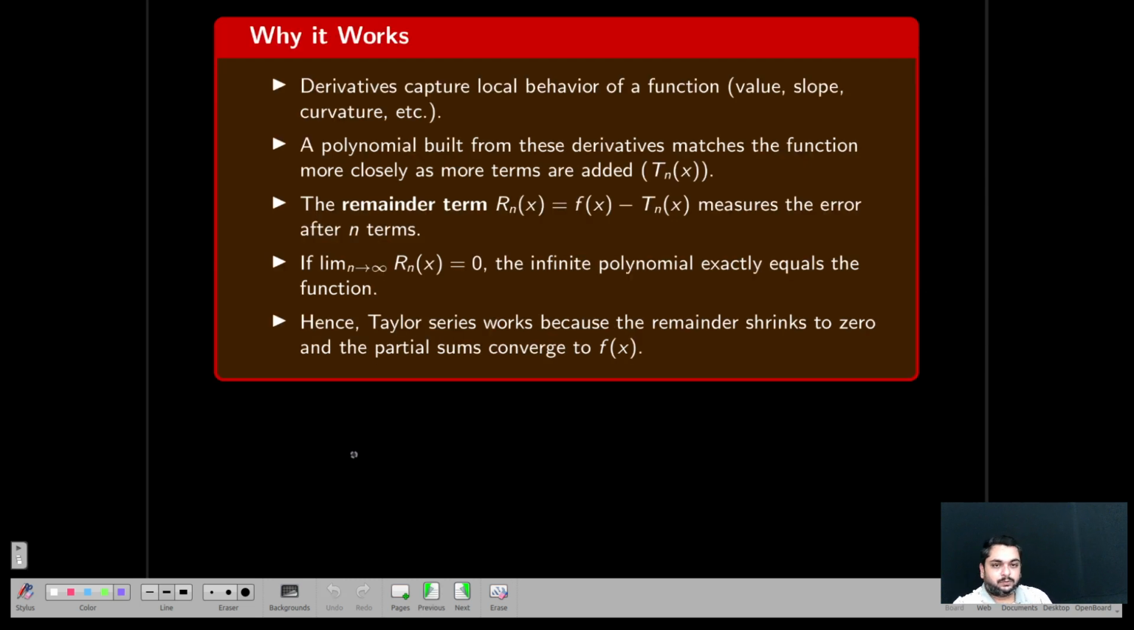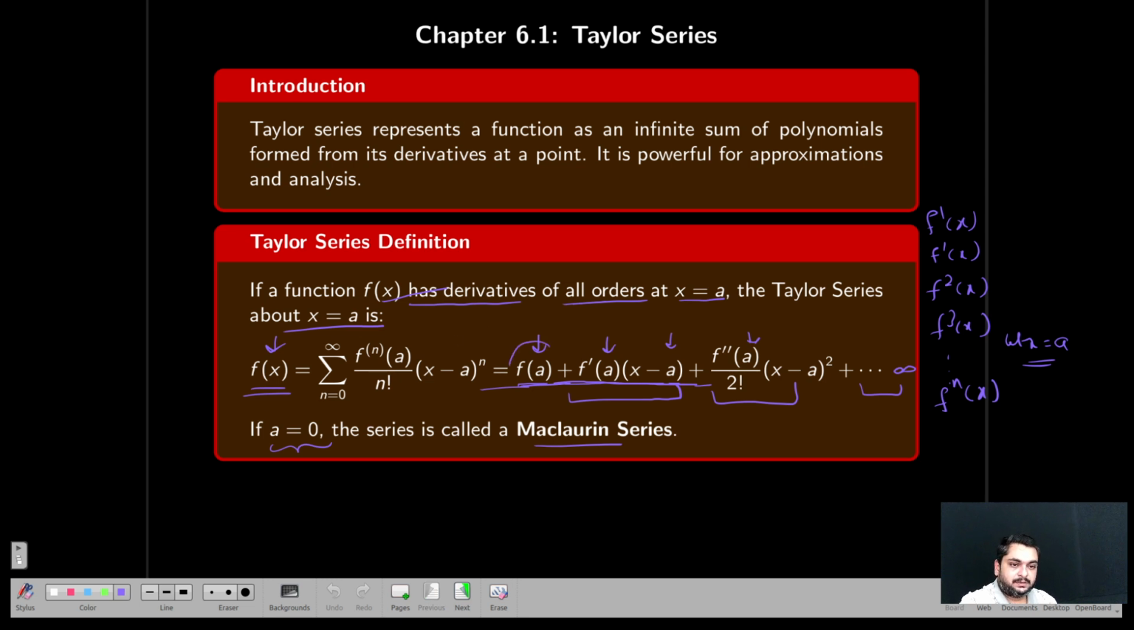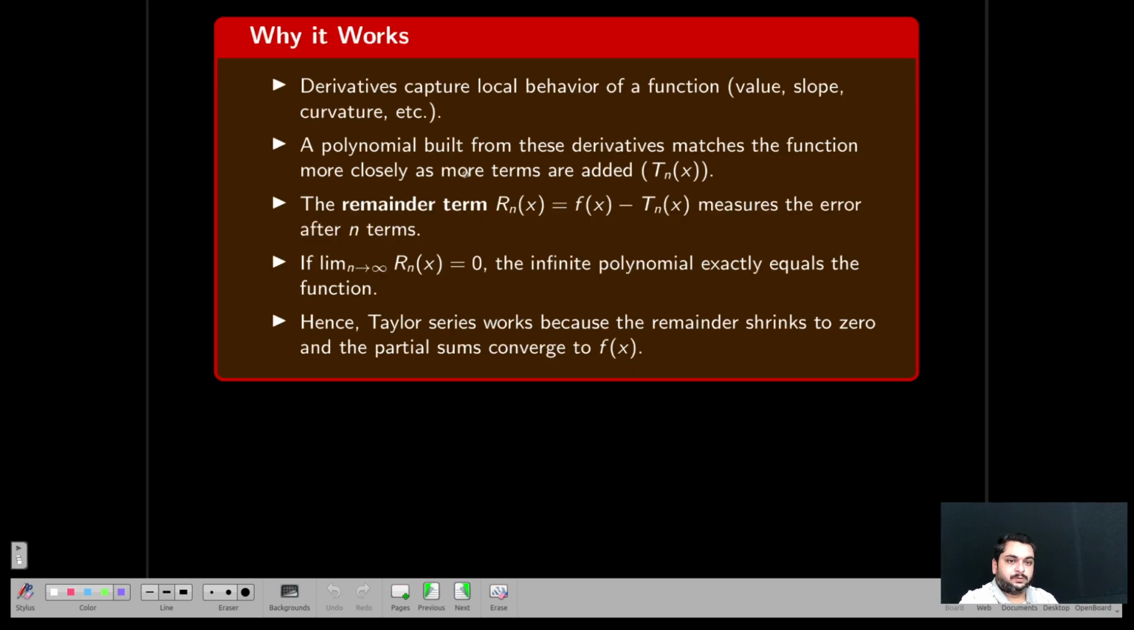Now you'll understand why it works, why the concept of derivative is used. For example, the first term here is f of a, the function value at a. So this gives some information. Plus f dash of a gives me the slope at that point a. F double dash gives me the concavity or convexity of the curve. So a polynomial built from these derivatives matches the function more closely as more terms are added. So Tn of x, let us represent it as the Taylor series for n terms.